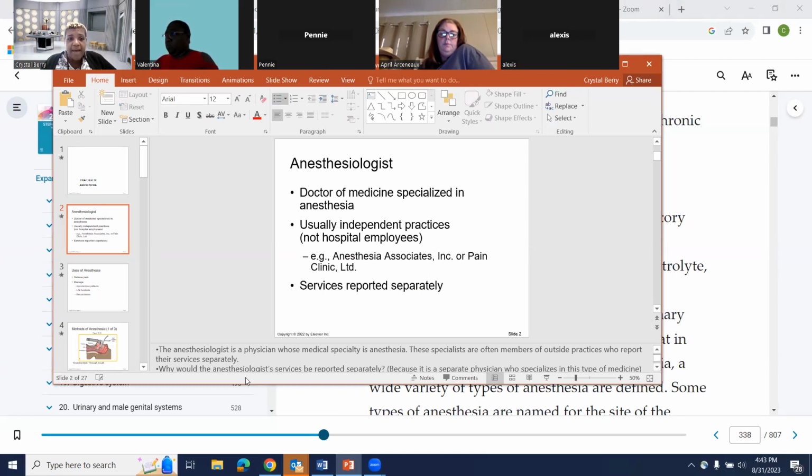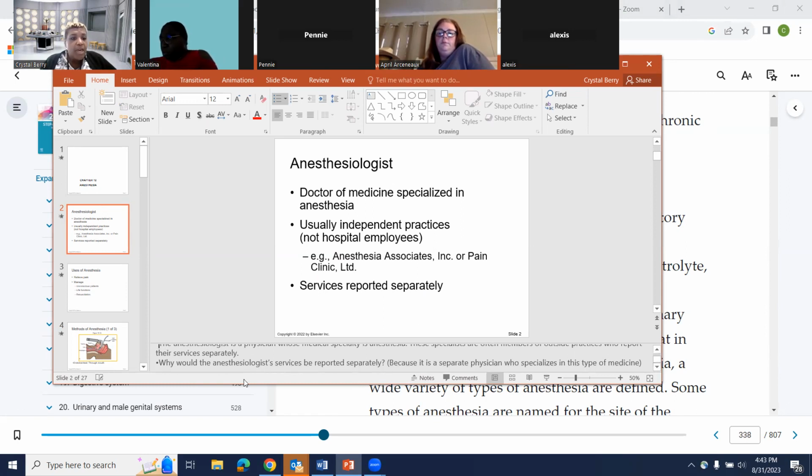This great section at the bottom says the anesthesiologist is a physician whose medical specialty is anesthesia. These specialists are often members of outside practices who report their services separately. And then they give you a question and answer it. Why would the anesthesiologist services be reported separately? Because it is a separate physician who specializes in this type of medicine. So always read the bottom captions under each slide.